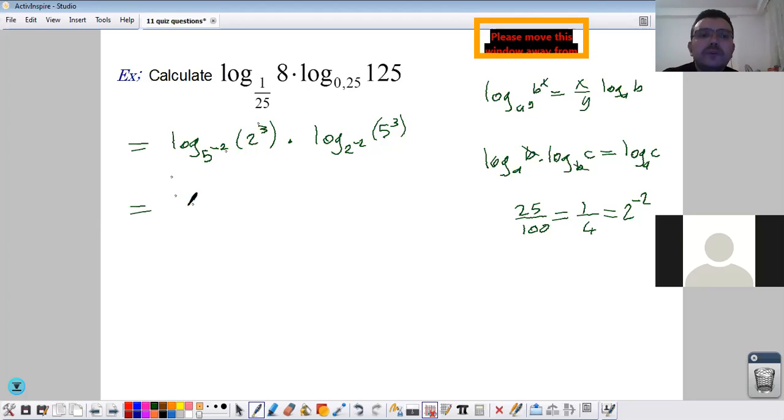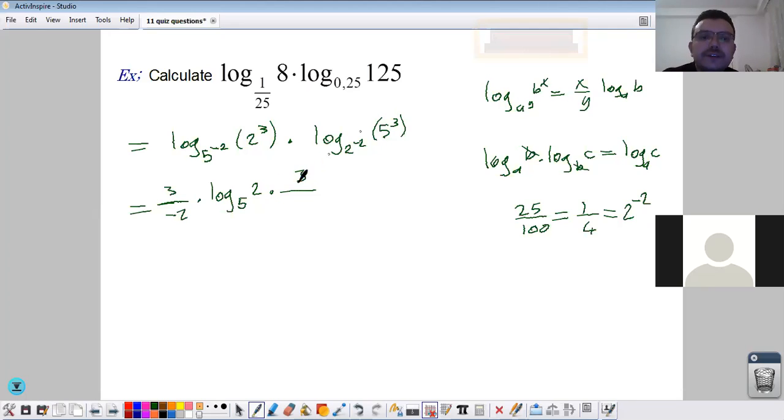So then we are moving powers before the logarithms. Power 3 and minus 2 times log base 5 of 2. The powers are moved. And power 3 and minus 2 in here times log base 2 of 5.